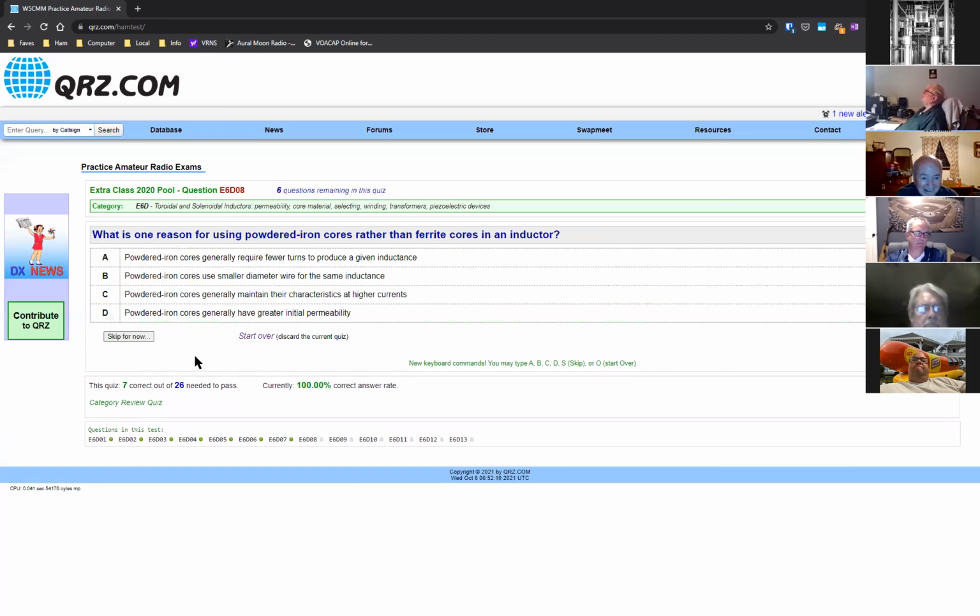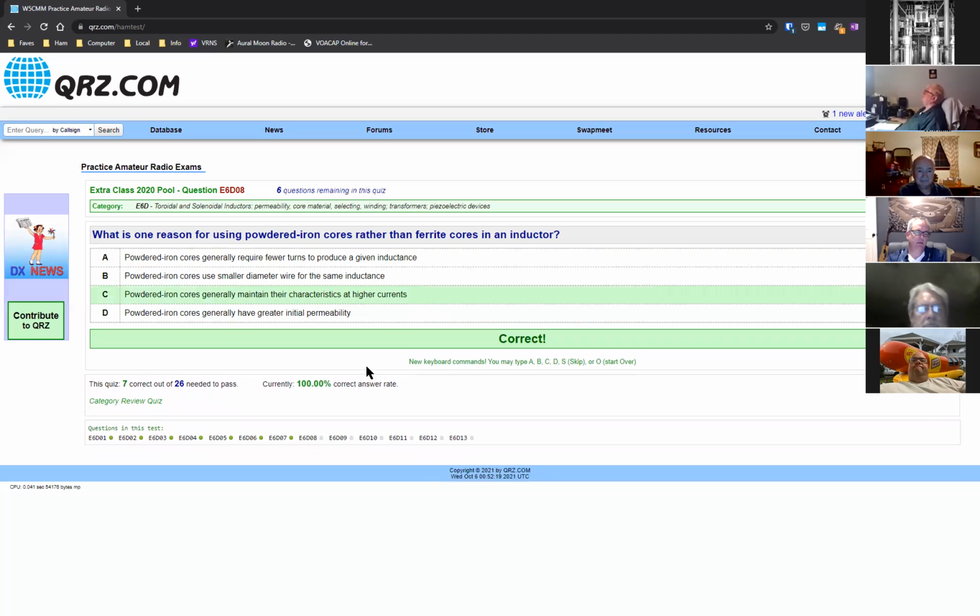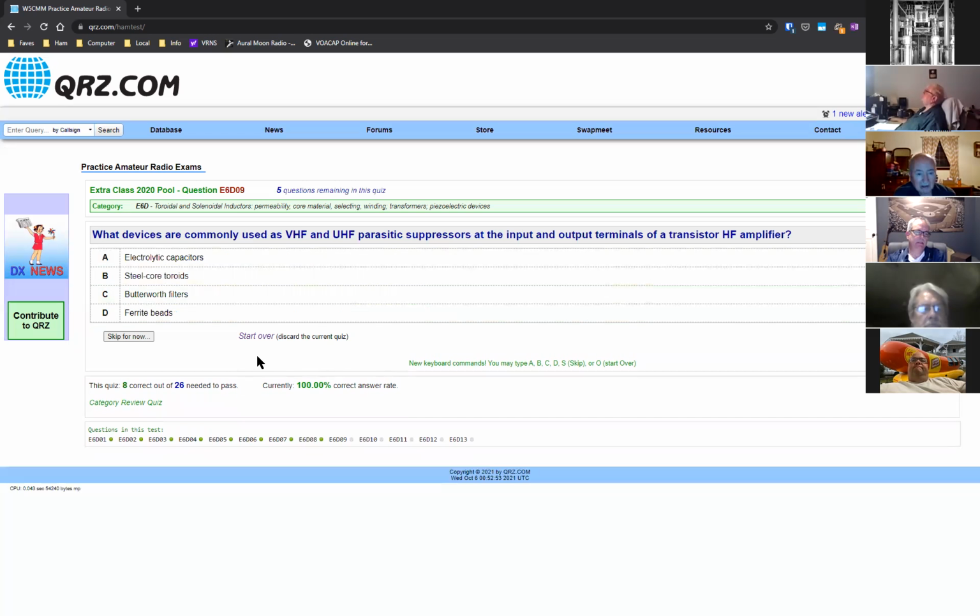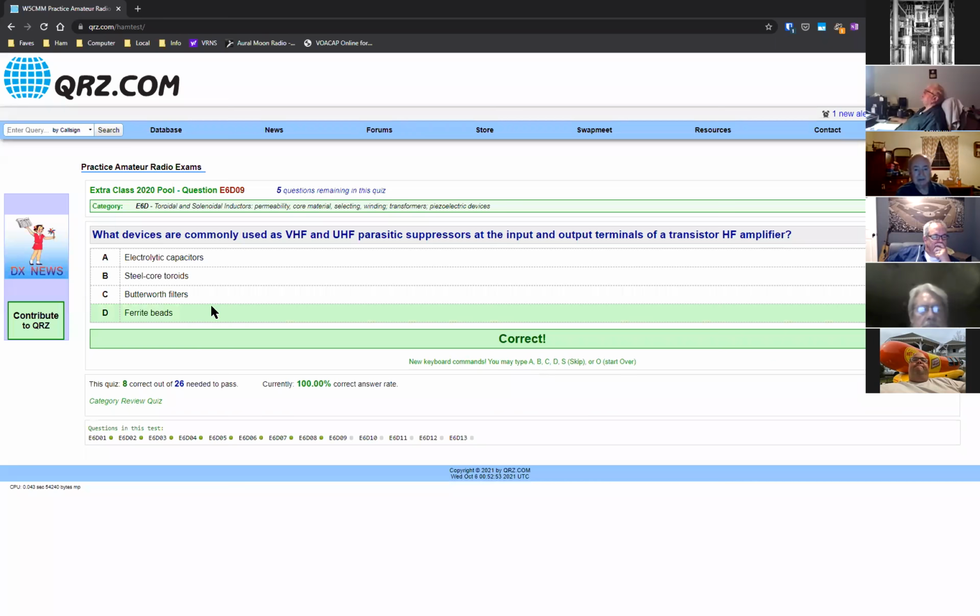What is one reason for using powdered iron cores rather than ferrite cores in an inductor? C. Yeah, they're going to maintain their characteristics at higher currents. What devices are commonly used as VHF and UHF parasitic suppressors at the input and output terminals of a transistor HF amplifier? D, ferrite beads. Yeah, ferrite beads.